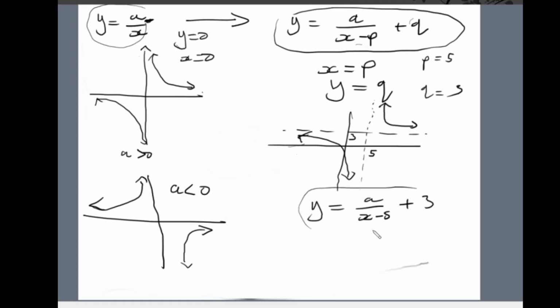This form means we shifted the standard form y equals a over x by 5 units to the right, and by 3 units up, right? So yeah, that is the hyperbolic function.